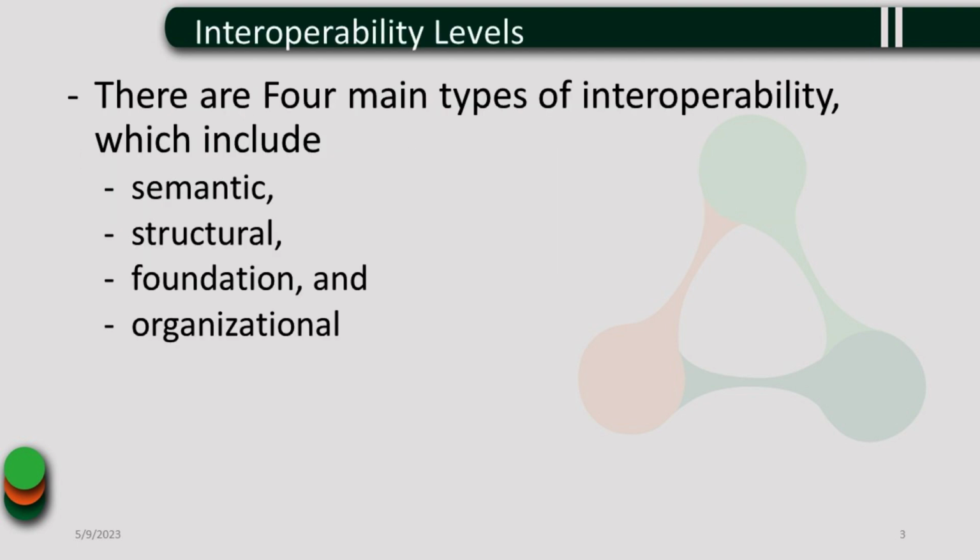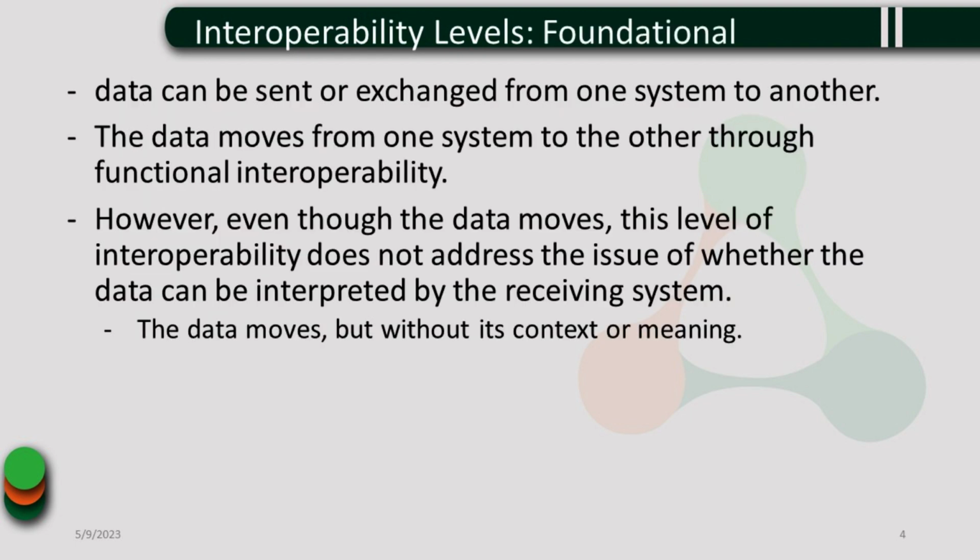Interoperability levels. There are four main types of interoperability, which include semantic, structural, foundation, and organizational. Level 1, foundational, most basic. Level 2, structural, intermediate. Level 3, semantic, most sophisticated. Level 4, organizational interoperability.